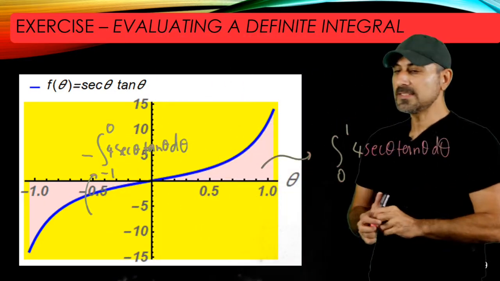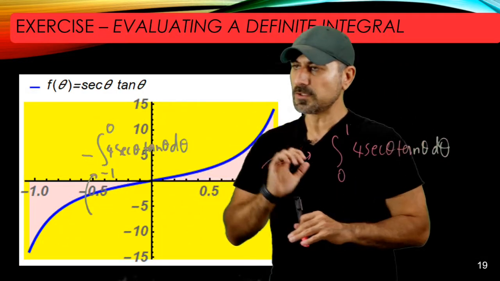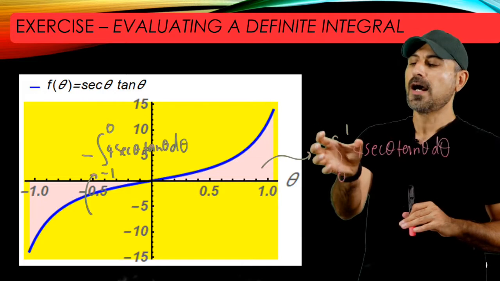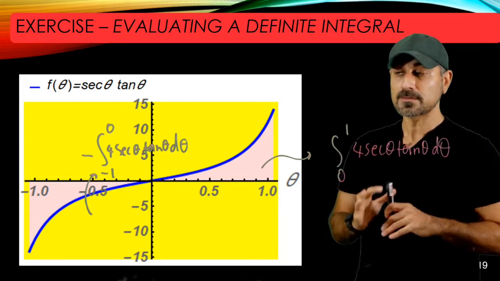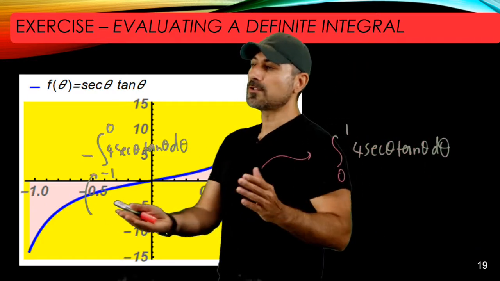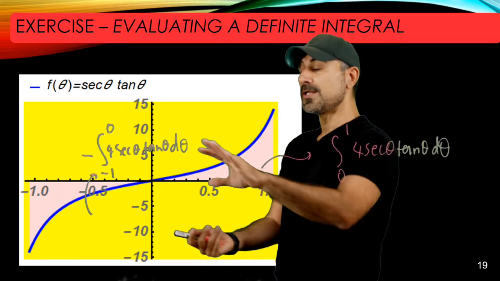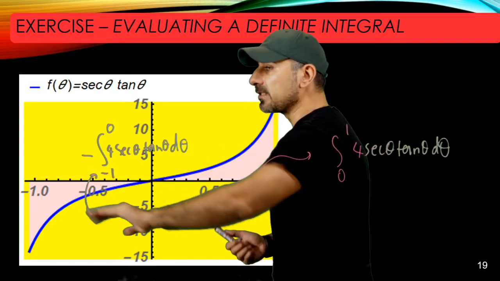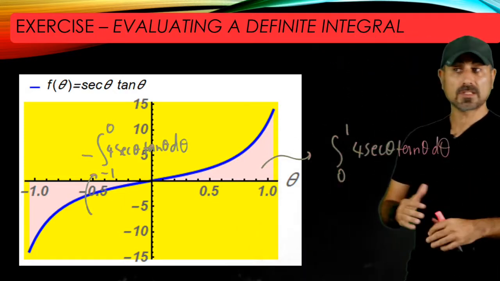Okay? But since these areas are exactly the same, this integral from negative 1 to 0 is exactly the same as the integral from 0 to 1 up to a sign. Okay? So in other words, when you add those two integrals, they cancel out each other. Or when you add the positive area to the negative area, they cancel out. That's why we got the integral to be just 0.